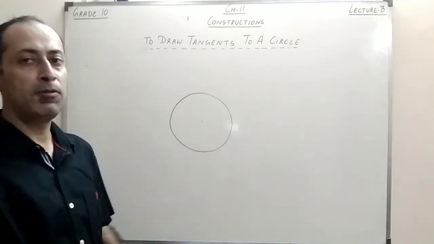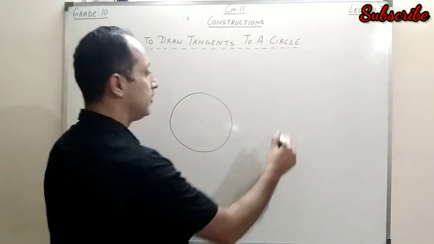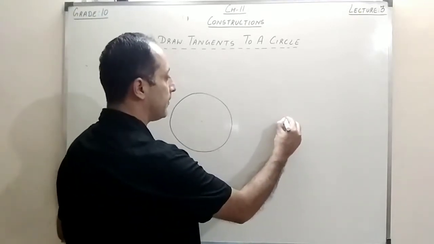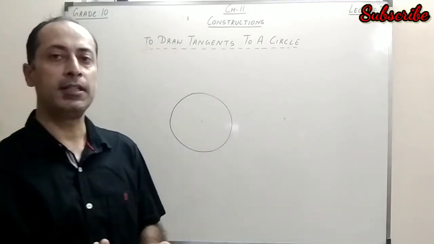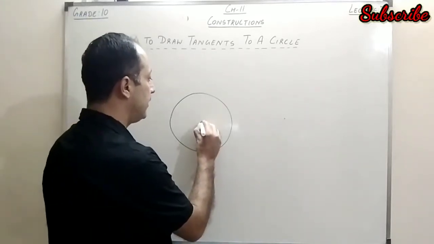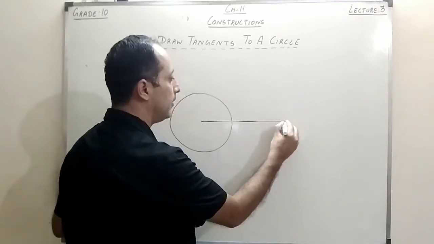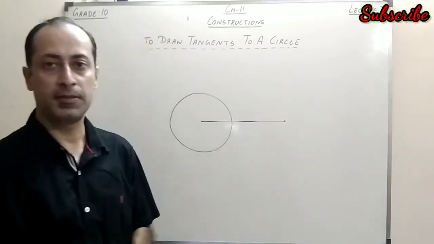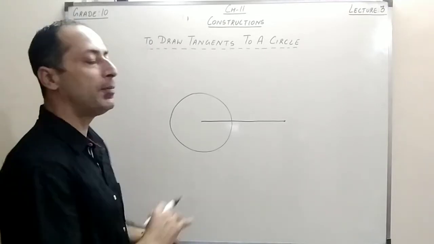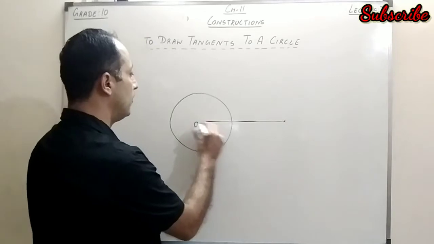Now, whenever we have to draw a tangent to a circle, we have to take some external point. So suppose this is the point. Now the steps for drawing the tangent to a circle are these. You have to join the center of the circle with the point from where you have to draw the tangents. Next step is to draw the perpendicular bisector of this line segment. I give this name OP.